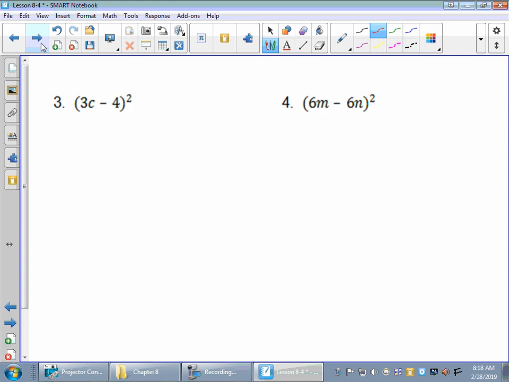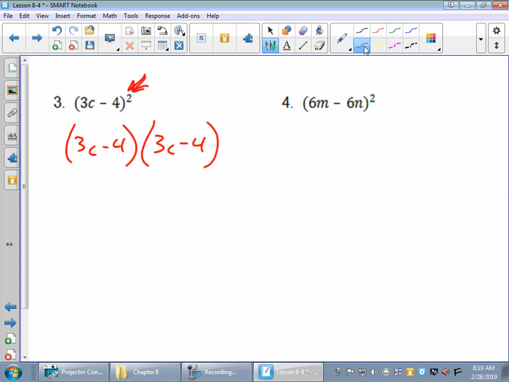All right, let's work on 3 because we have a difference of squares now. So we're going to write this out twice: 3c minus 4 times the quantity of 3c minus 4. That's what that square is saying here. People get confused by that a lot, and they try not to do it.